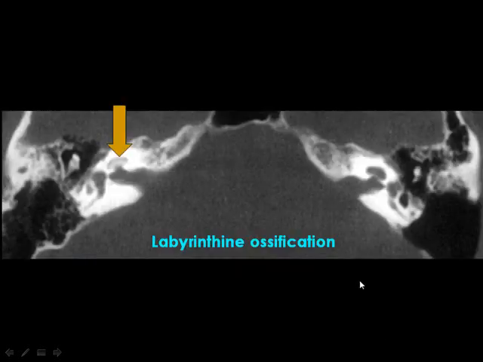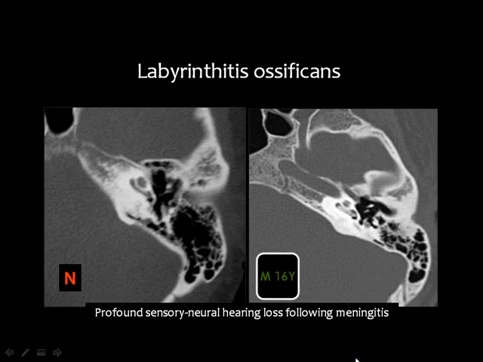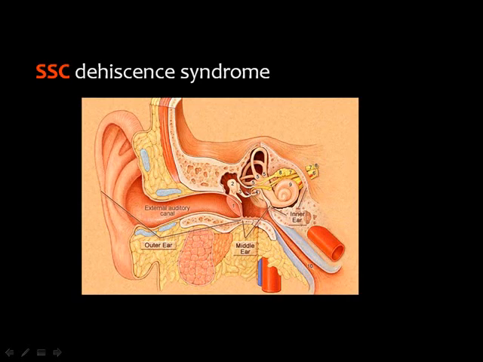Then look at this example. This is the dome of the cochlea, which is sclerotic, and this is the dome of the cochlea, which is normal. This is what we call labyrinthine ossification. Another appearance of labyrinthine ossification. This is the normal appearance of 1.5 turns of the cochlea. Then here, 1.5 turns of the cochlea shows dense bone sclerosis inside the lumen.